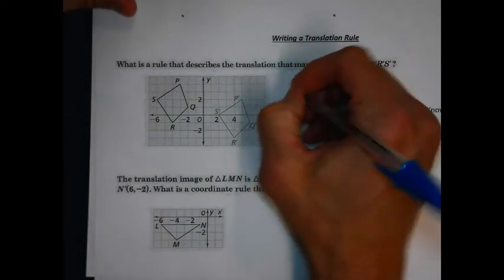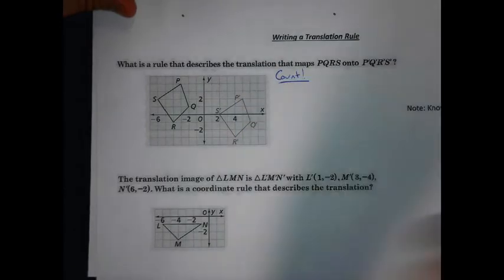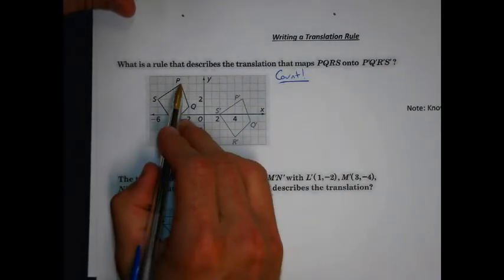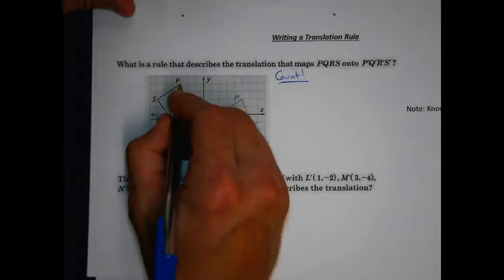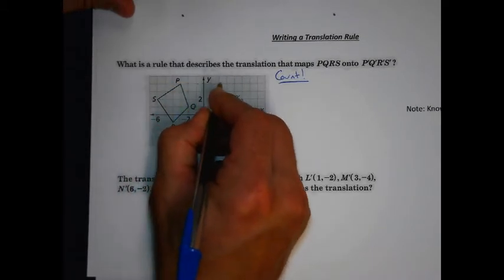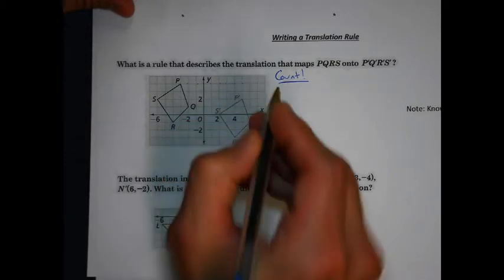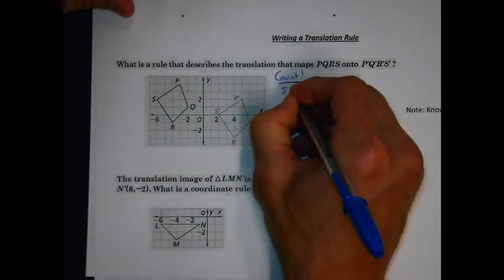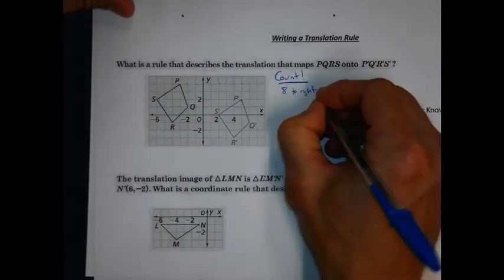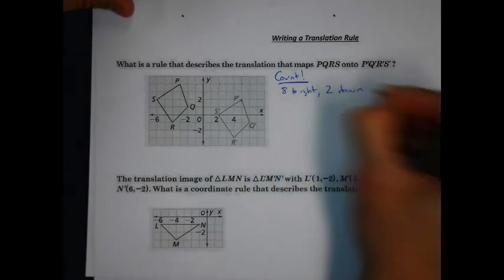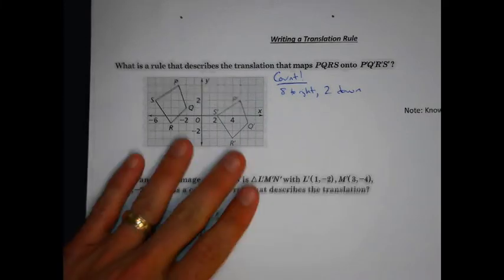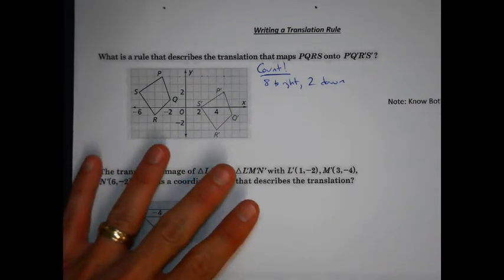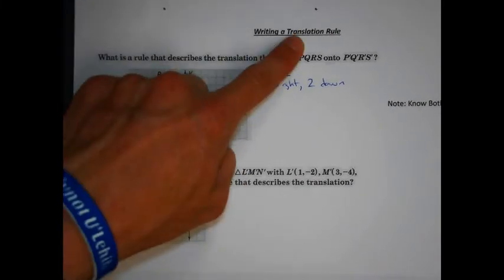And so again, how do we do that? We count. So let's just focus on the P and P prime. How did we move from P? We went 1, 2, 3, 4, 5, 6, 7, 8 to the right. 8 to the right, and then 1, 2, 2 down. But I'm totally not going to accept that as a result, because we're going to write a translation rule.